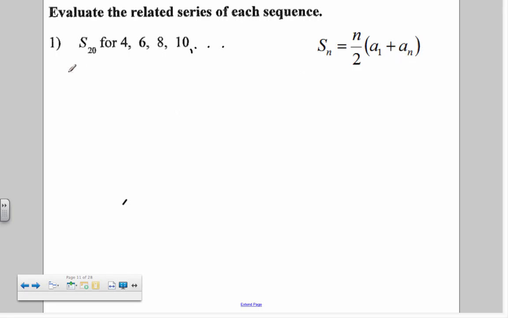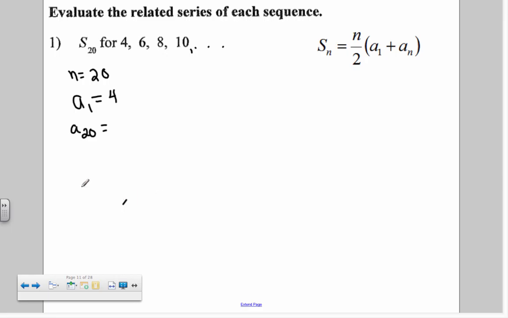So I'm going to write down what information I do have. I need to know my n. Well, the n here, they're telling me is 20. I want to add the first 20 terms up. I need to know my first term, and my first term is 4. And then I need to know the last term that I'm adding up, which is going to be the 20th term. And I don't know that. So I'm going to have to figure out what the 20th term is in order to add up this sum.